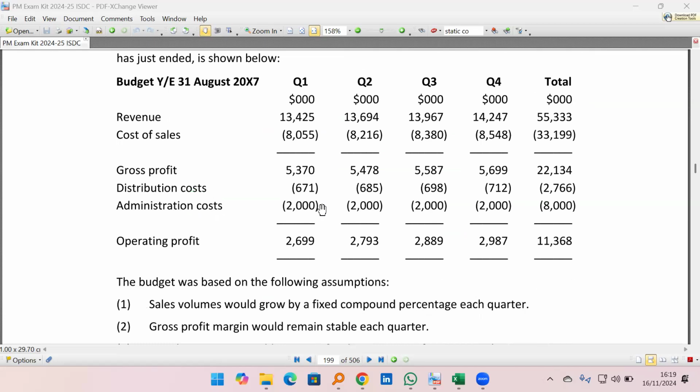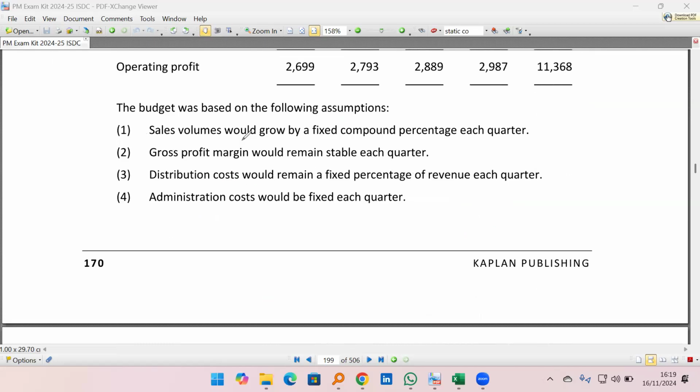They used these assumptions. The first one was that sales volume would grow by a fixed compound percentage each quarter. So we need to determine what percentage was anticipated. Gross profit margin would remain stable each quarter, distribution costs would remain a fixed percentage of revenues each quarter, and admin cost would be fixed each quarter. Now we need to use this, so we need to know how to set up our rolling budget.